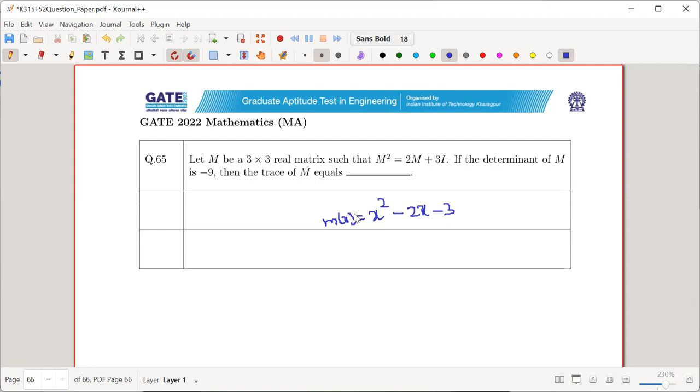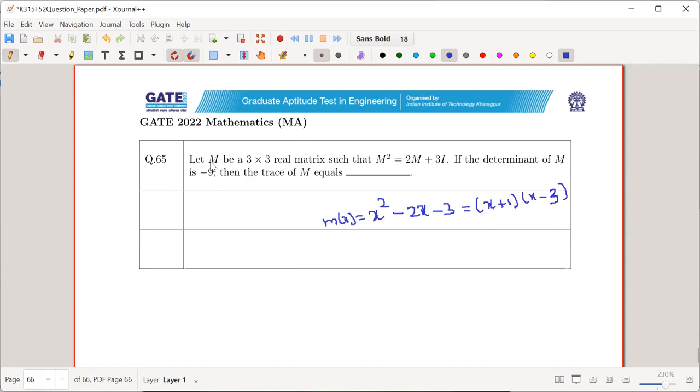We know that all the roots of the minimal polynomial are eigenvalues. So we can rewrite this as x minus 1 into x minus 2. Okay, we will check it. No, it's actually x plus 1 into x minus 3, because x into x is x square, and the middle terms give minus 3x plus x, that is minus 2x, and 1 into minus 3 is minus 3.